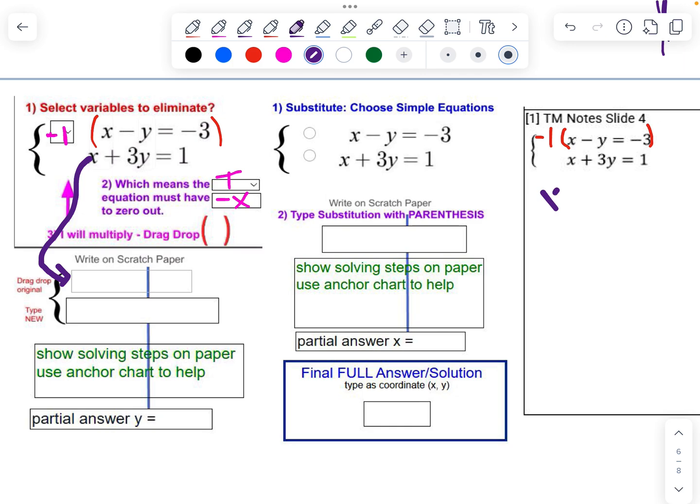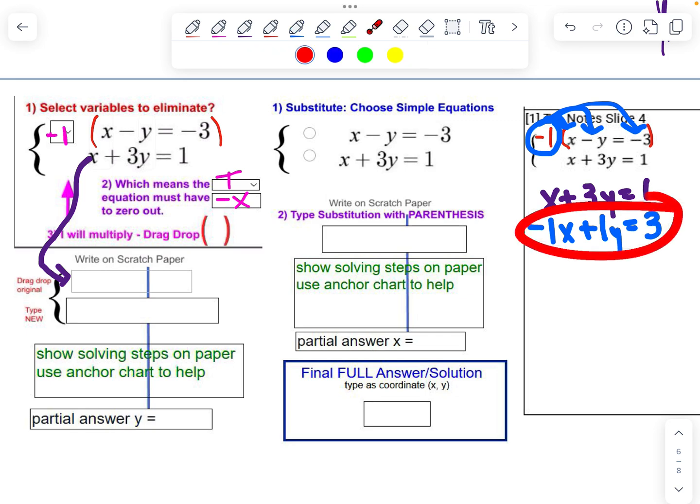That's the original equation, so I would expect for you to be writing that down right here. Then as you type your new equation, I would do that on paper first, where you multiply, and we have a negative x. You could type a -1x. -1 times -y, you can type positive y. You could type positive 1y. Does not matter. -1 times -3 is positive 3. So that is what you would type here and do check my answer.